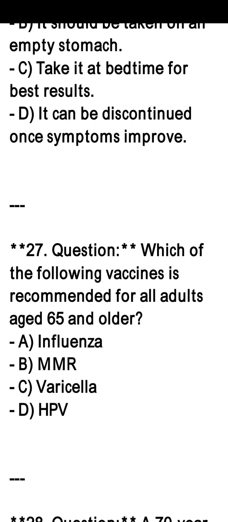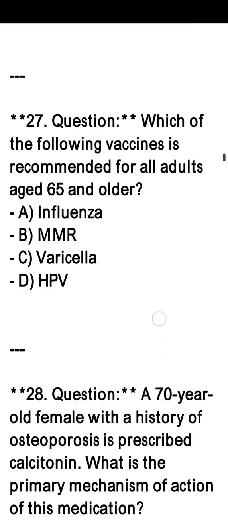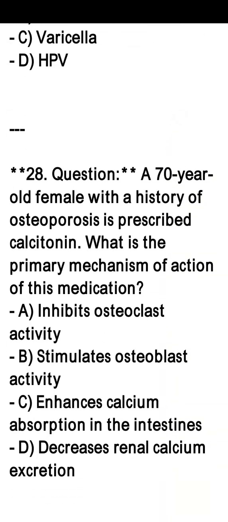Influenza. The influenza vaccine is recommended annually for all adults, particularly those aged 65 and older, due to their increased risk of complications from influenza. Next, a 70-year-old female with a history of osteoporosis is prescribed calcitonin. What is the primary mechanism of action of this medication?